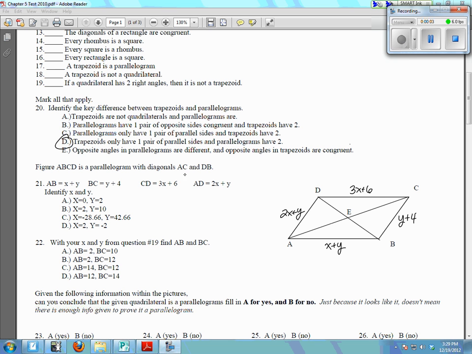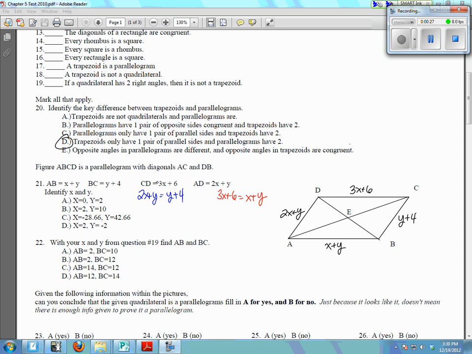Down to question number 21. I've already filled in the parts that we know. We know it's a parallelogram, so opposite sides need to be congruent. So I'll take 2x plus y is equal to y plus 4. And then the other equation is going to be 3x plus 6 equal to x plus y.